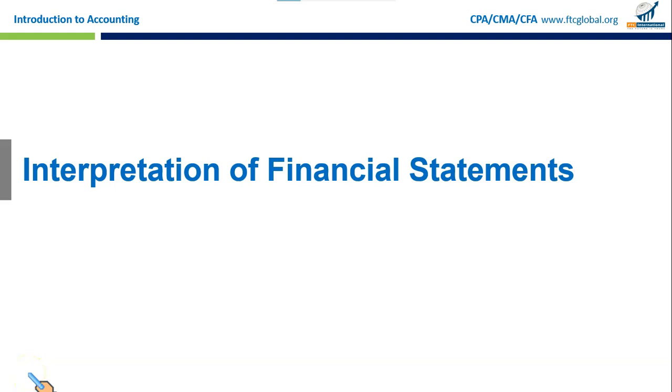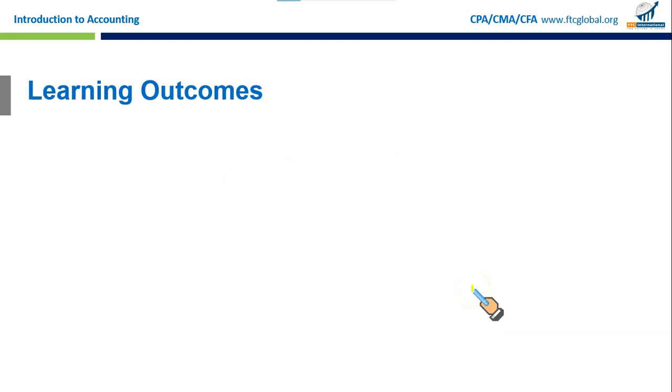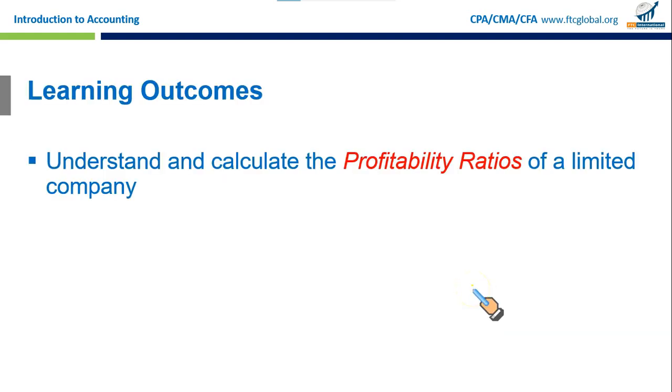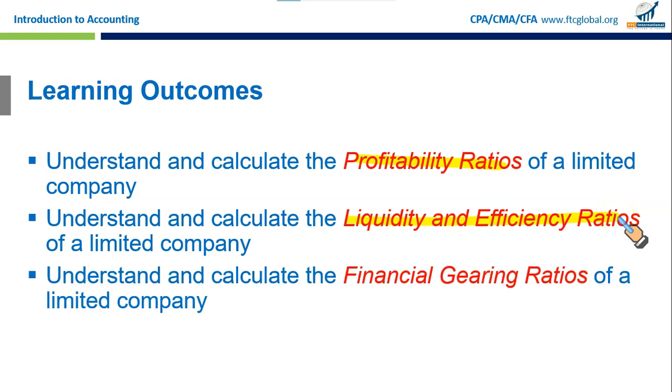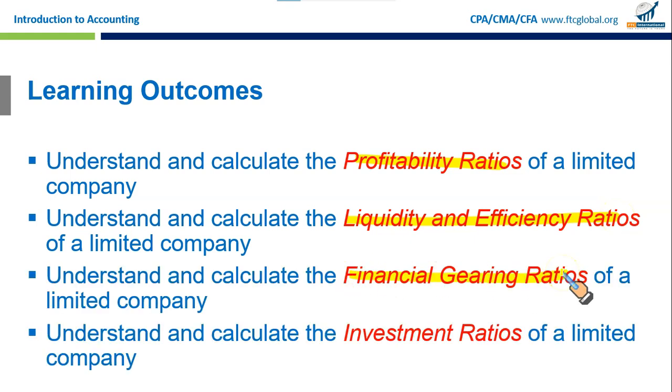Interpretation of financial statements, that is our next agenda. What we would be covering in this lecture, for a limited company, how we assess profitability of the business: profitability ratios, liquidity and efficiency ratios, financial gearing ratios, and the investment ratios.